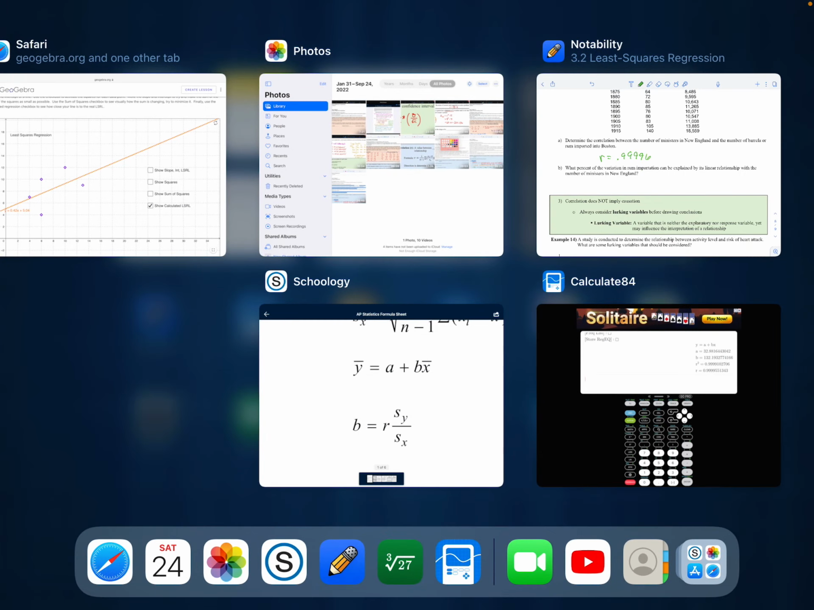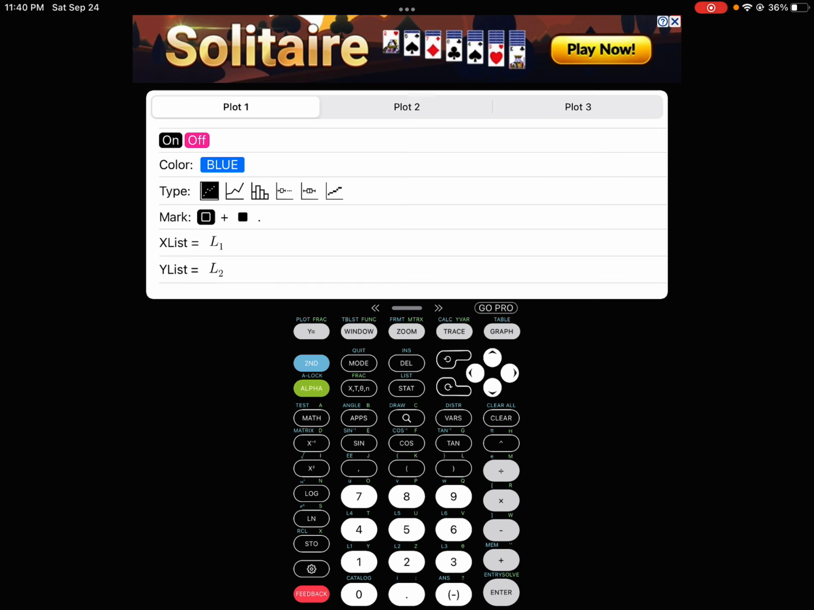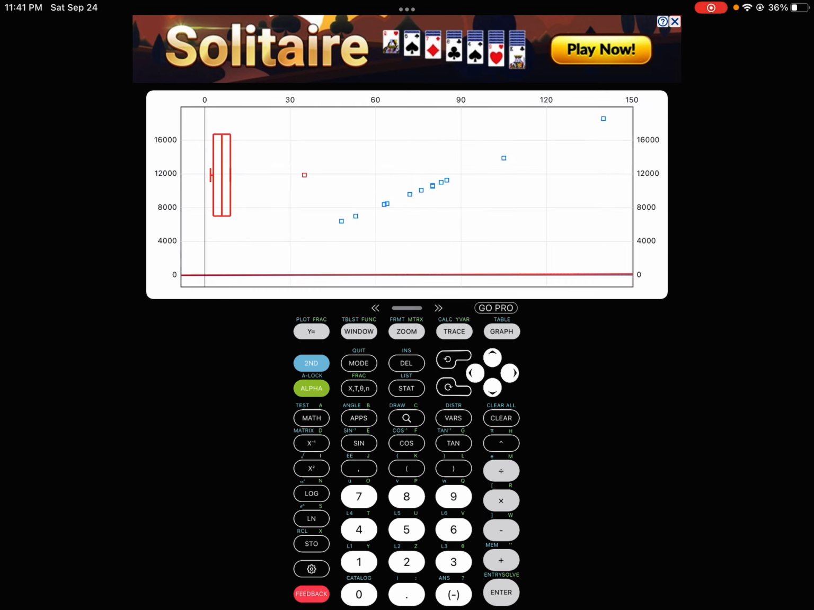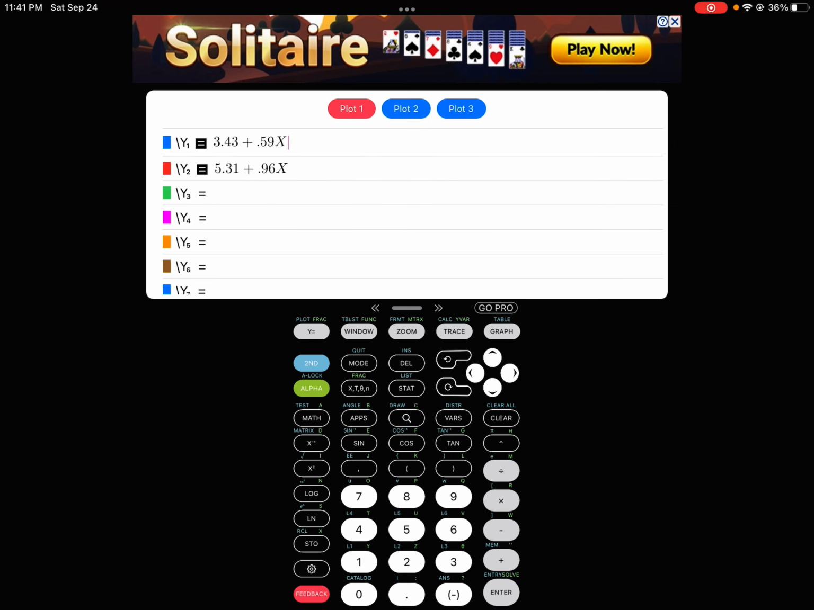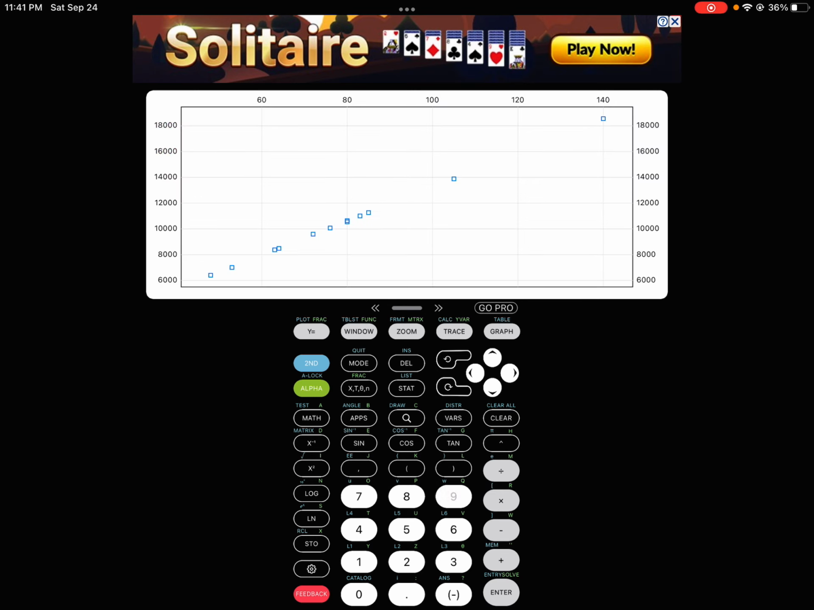And in fact, if I were to make the scatter plot for that, change this to list 3, change this to list 4, zoom 9. I gotta turn some stuff off here. Let's try this again. There we go. Okay, you can see that it's almost a perfectly straight line.